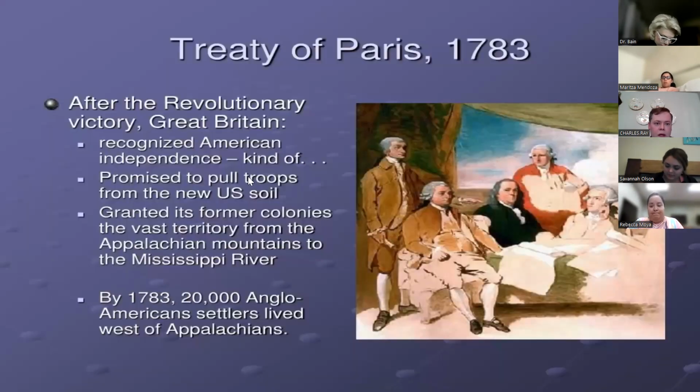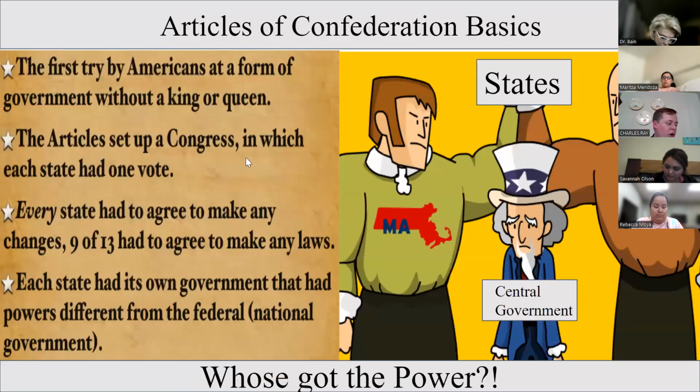But okay. So the key thing about the Articles of Confederation we set up is it's all about giving the states the power. They're the ones who do almost everything.